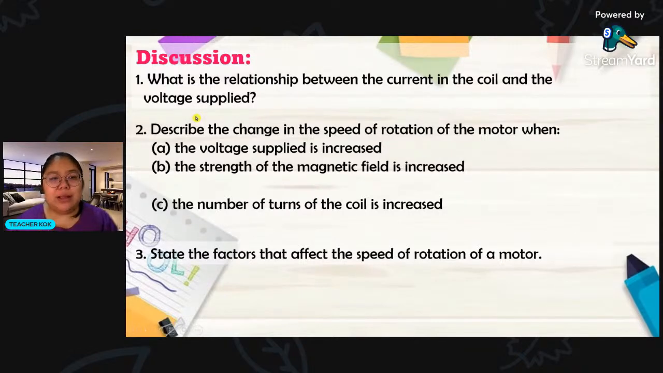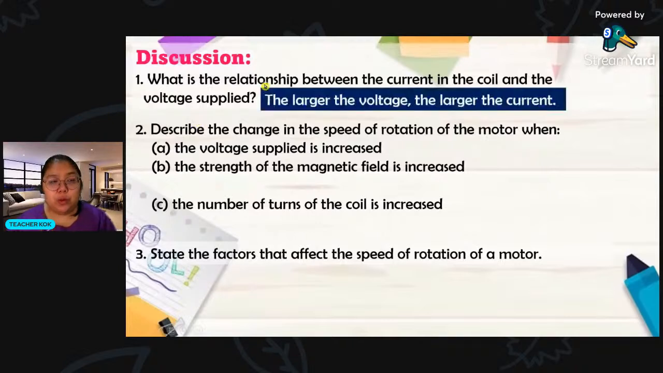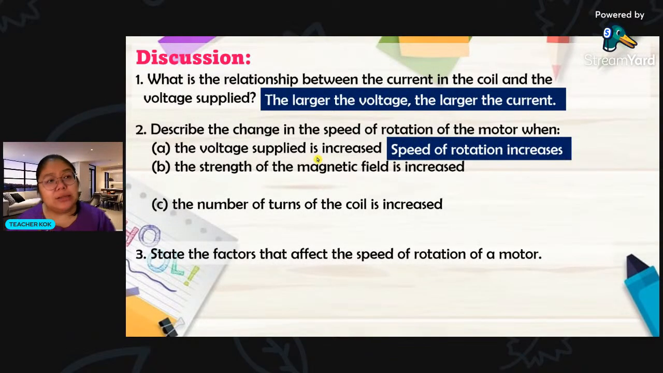Okay, so they ask you about the relationship between current and voltage. You understood that when you supply more voltage, the current is also higher. Agree? So from here we find that the larger the voltage, the larger the current. Normally we mention the voltage first because voltage comes from the battery. Now you need to describe the change in the speed of rotation of the motor when the voltage supply is increased. When you make the voltage higher, that means I'm using 3 batteries compared to 1 battery. Understood, the speed of rotation must be increasing.